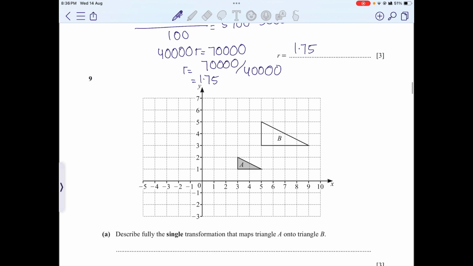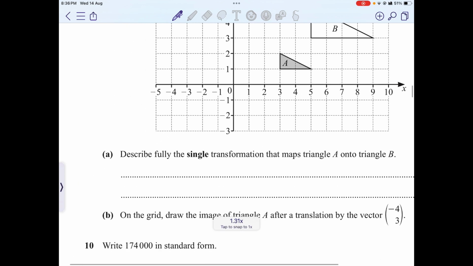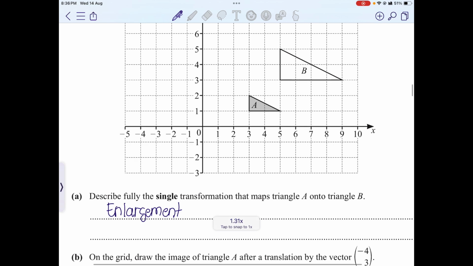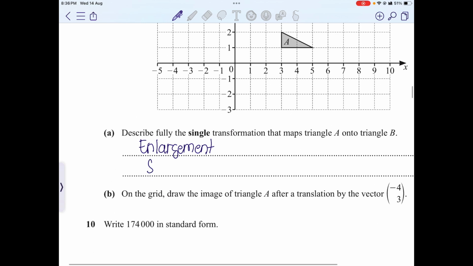Now it says describe fully the single transformation that transforms A into B. As you can see, the size has changed, so it should be enlargement. The scale factor: A, let's say initially had a length of 2, now it became 4, so it would say scale factor 2. Scale factor 2.